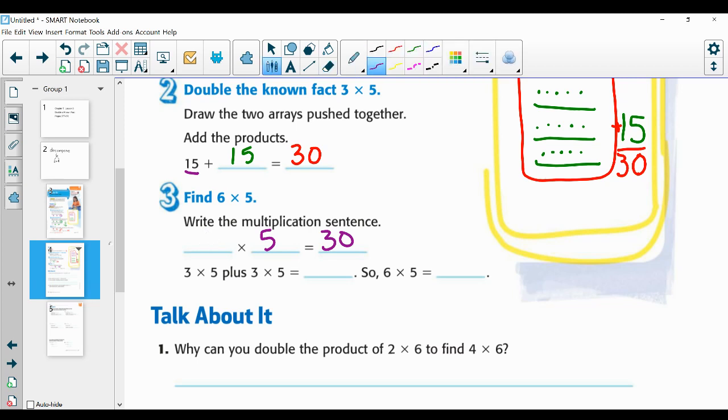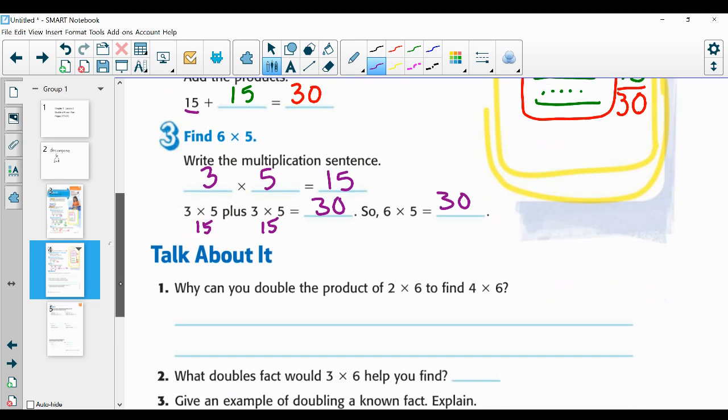All right, so 6 decomposes into 3 plus 3. So it's 3 times 5 equals 15. So 3 times 5, that's 15, plus 3 times 5, which is 15, equals 30. So 6 times 5 equals 30. Need to close my zeros.